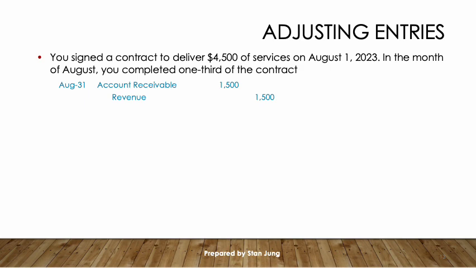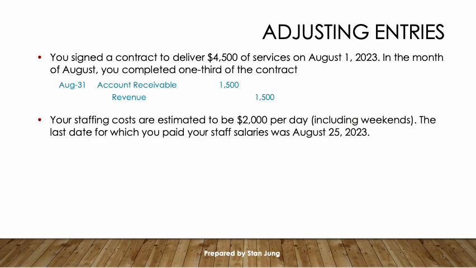One more example of an accrual. Your staffing costs are estimated to be $2,000 per day, including weekends for simplicity's sake. The last date on which you paid your staff salaries was August 25th, 2023. So you've made a payment to your staff on August 25th, 2023.